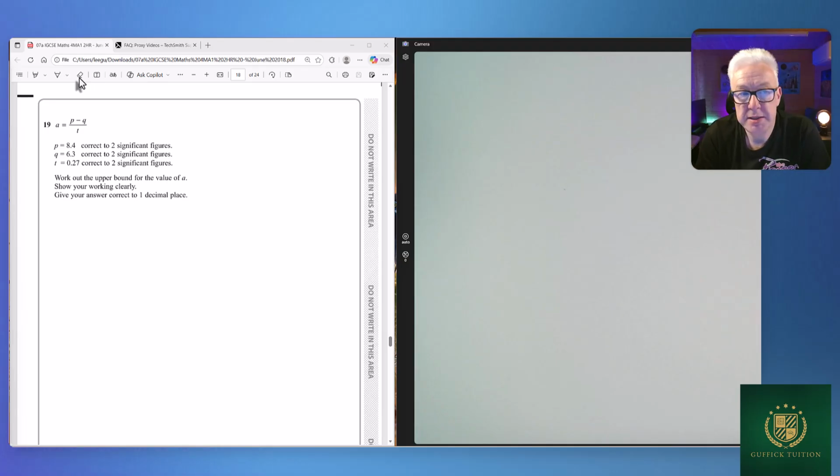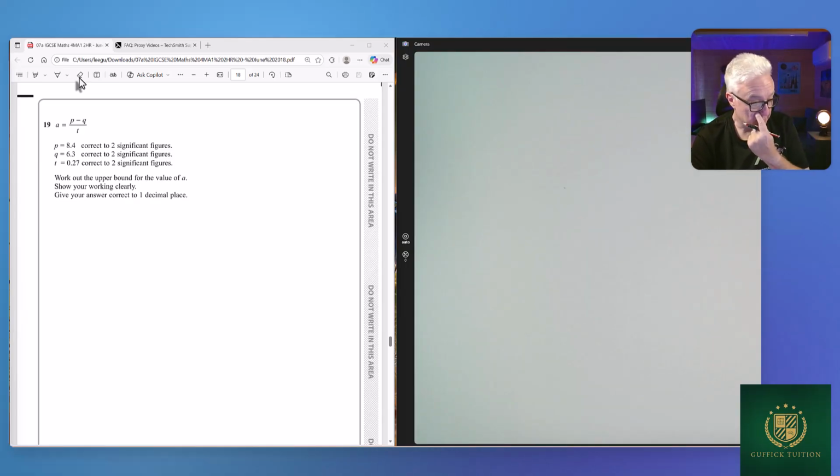So it says A is equal to P minus Q over T, where P is 8.4 correct to two significant figures, Q is 6.3 correct to two significant figures, T is 0.27 correct to two significant figures. Work out the upper bound for A, show your working clearly, and give your answer to one decimal place.